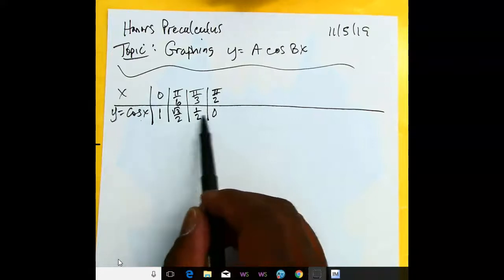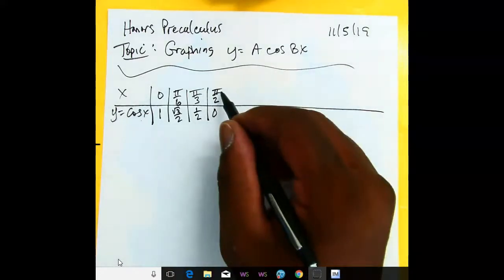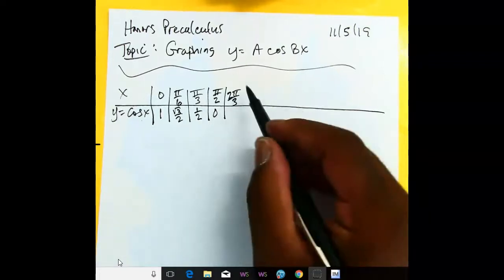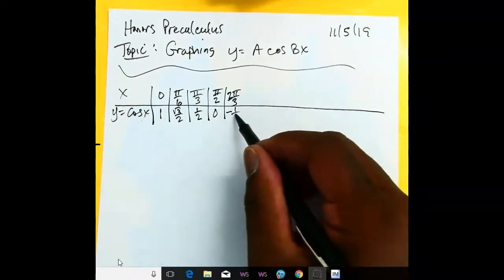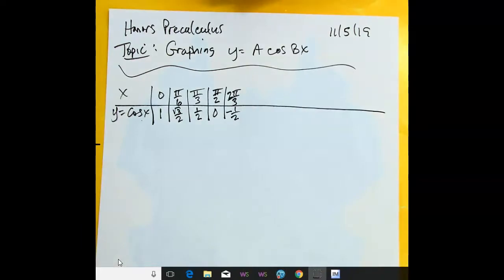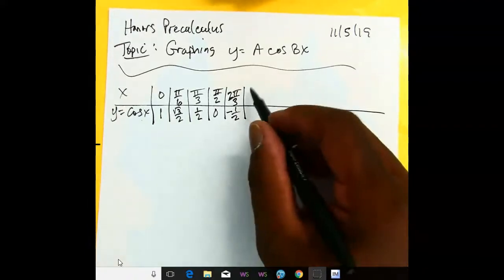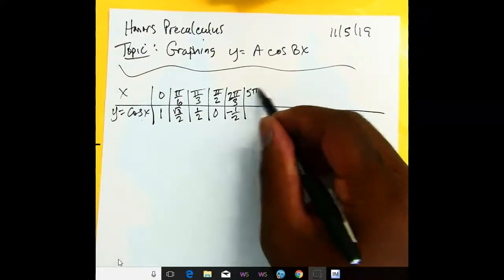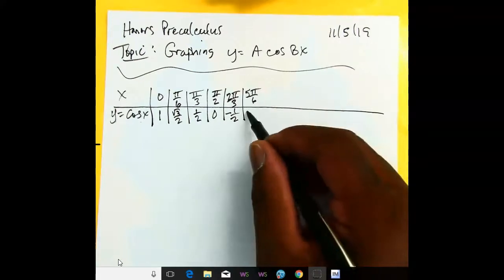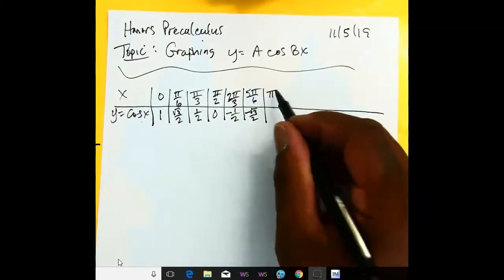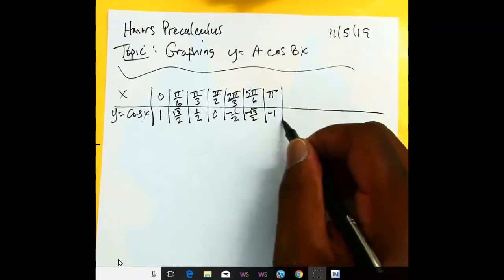So here we're in the first quadrant, we're at 0. Now the second quadrant, when x is 2 pi over 3, cosine of 2 pi over 3 is negative 1/2. So cosine is negative in the second quadrant. When x is equal to 5 pi over 6, cosine is negative square root of 3 over 2. And cosine of pi is negative 1.